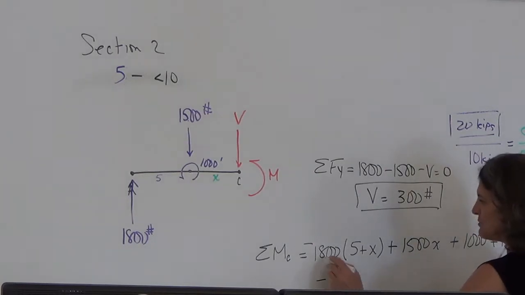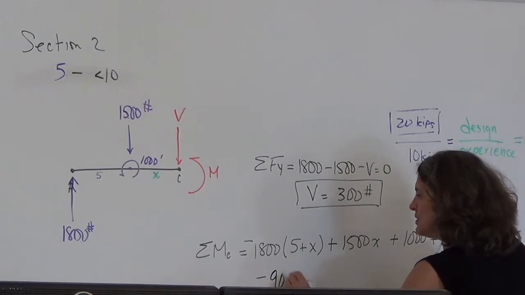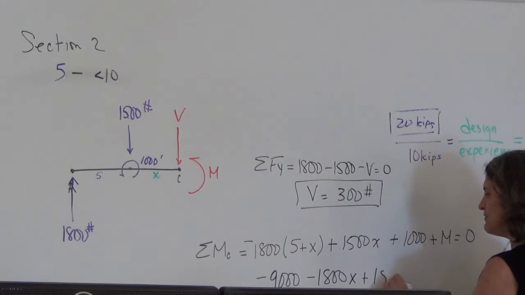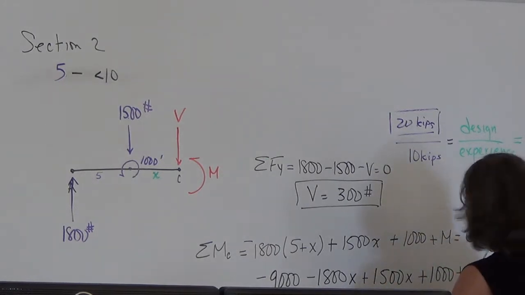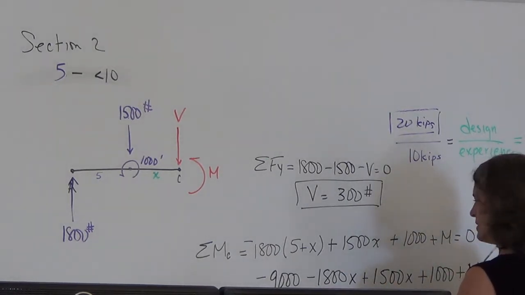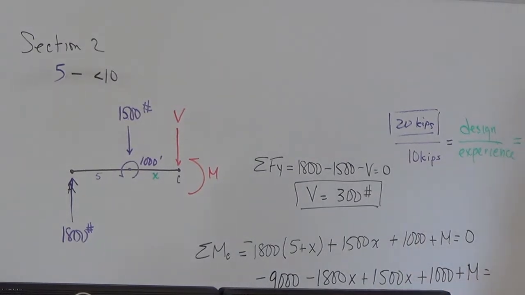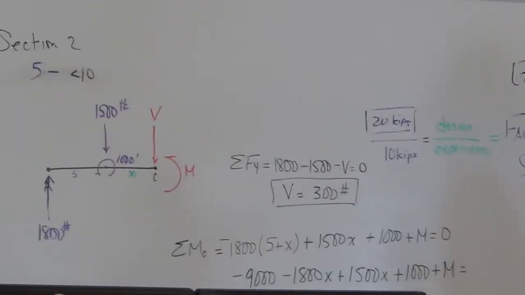So this is negative, what's 5 times 40, 0, 49, negative 9,000 minus 1,800x plus 1,500x plus 1,000 plus M equals 0. So M equals 300x plus 8,000? Yeah.